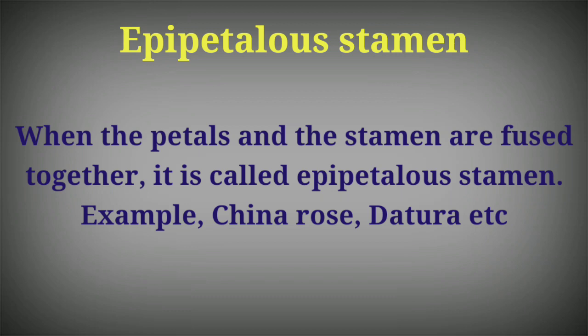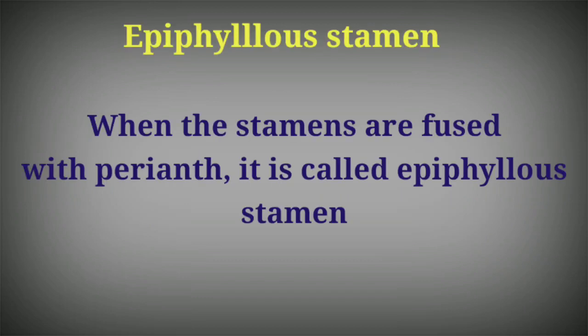Another related terminology is epiphyllous. In the same way, when the stamens are attached to the perianth of a flower, I hope all of you remember what a perianth is. That is when the calyx and the corolla fuse to form one structure, which is called the perianth, found in some flowers as discussed in the last class. When the stamens are attached to the perianth, it is called epiphyllous.